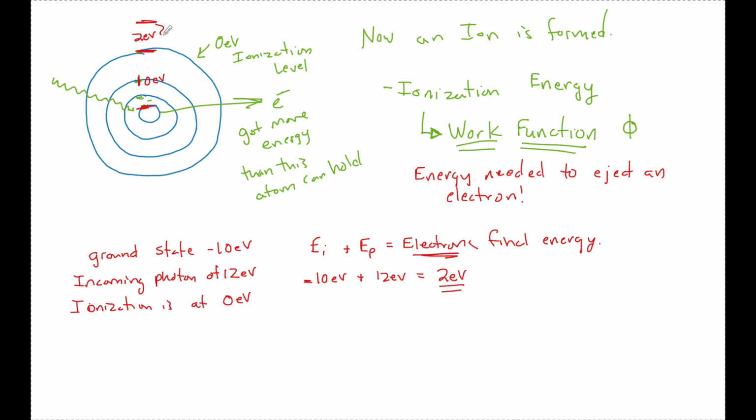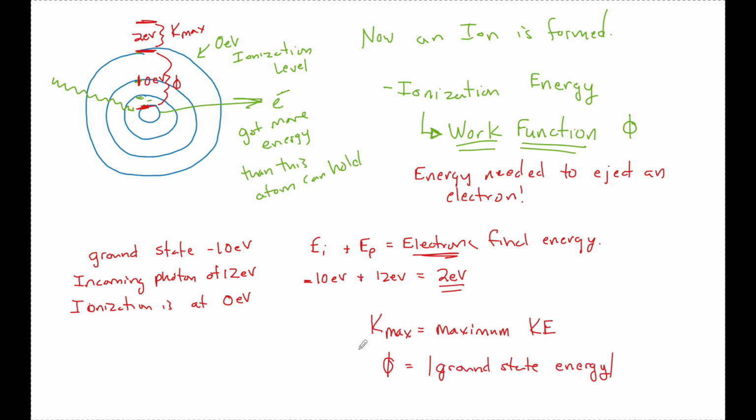This extra energy right here has a name, and it's called K max. This right here is called the work function. This is K max, or the maximum kinetic energy. And I'll simplify this, guys, again, the work function is really just the absolute value of the ground state energy. And we're going to see these two related in just a second.